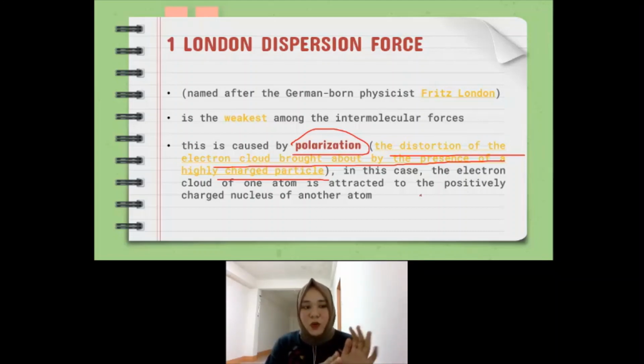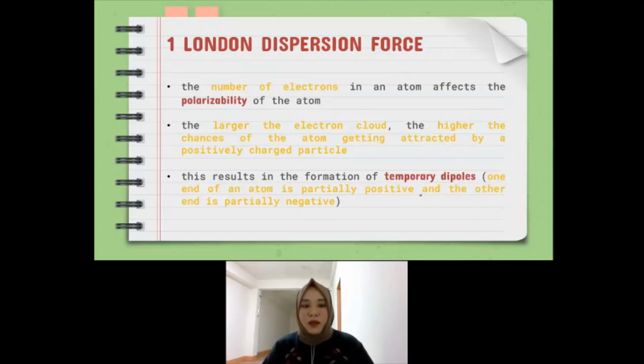So there are instances where the arrangement of electrons in a particular atom changes. Okay? So there is a part of the atom that is more electronegative, or where the electrons gather more, and a part of the atom that has fewer electrons. The process is called polarization. So the number of electrons in an atom affects the polarizability of the atom. So remember this, the larger the electron cloud, meaning the more electrons in that part of the atom, the higher the chances of the atom getting attracted by a positively charged particle.